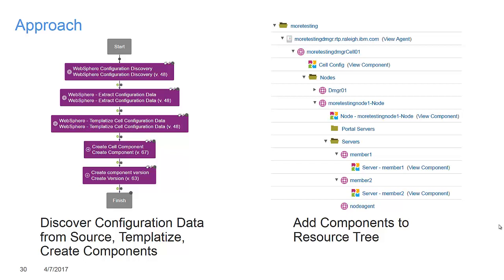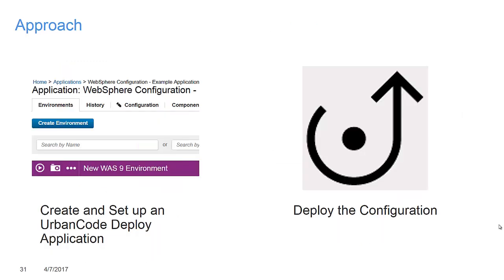Next, they did a topology discovery on their target WAS855 environment and added these components to the resource tree to describe their desired topology. Next, they created an application environment in UrbanCode Deploy to tie everything together, and we'll show that in the demonstration. And finally, they deployed their configuration.